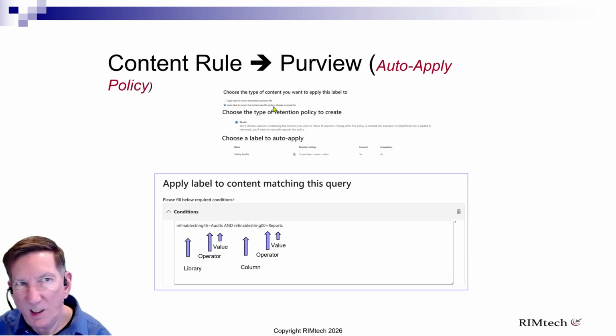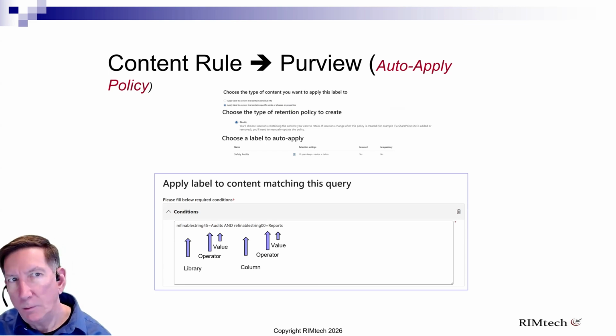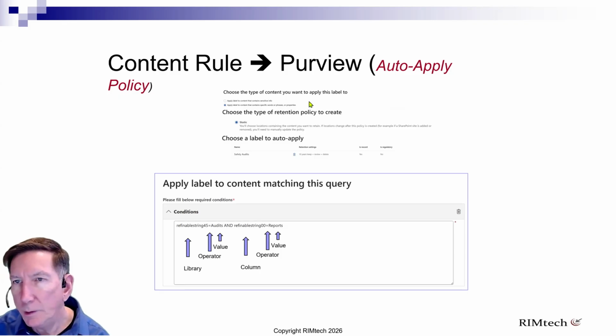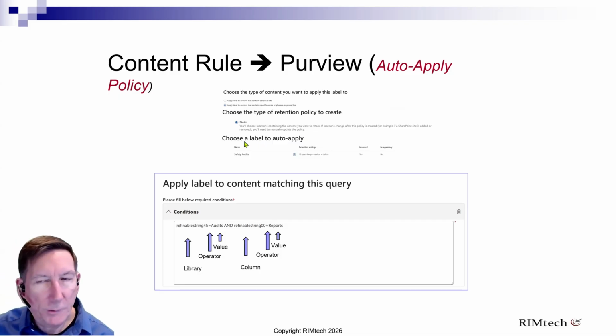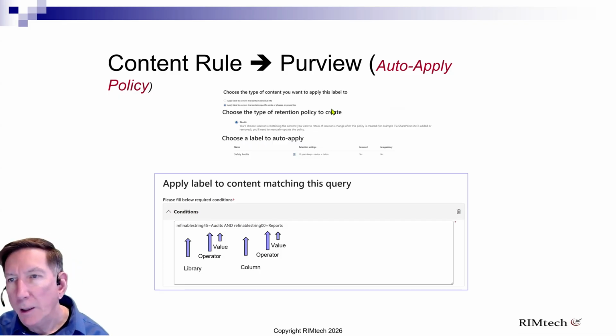Why not? Because content is unpredictable, especially in email. So we want properties that we can depend upon. What's a property? Metadata, which are called columns in SharePoint, right? So we're going to choose a label to auto apply. A label is the retention rule. That's your small set of 50, 75 retention rules. To what content? Well, see this box here? That's the box you fill in to specify what content you're going to apply that retention rule to.